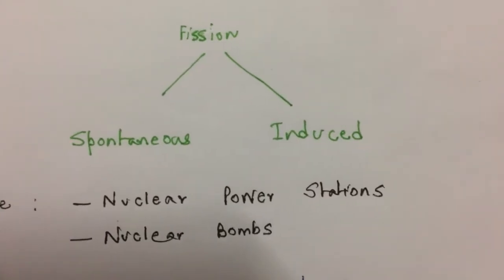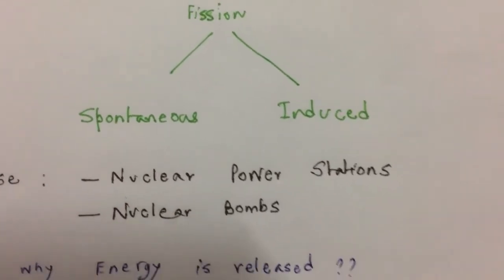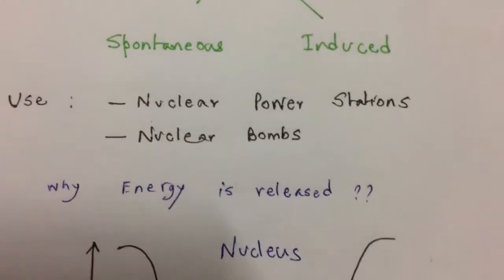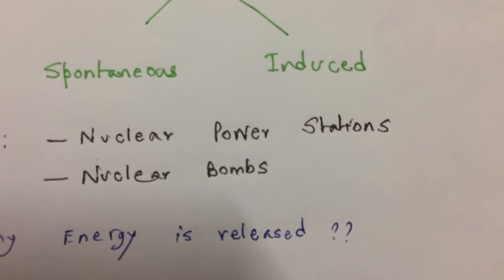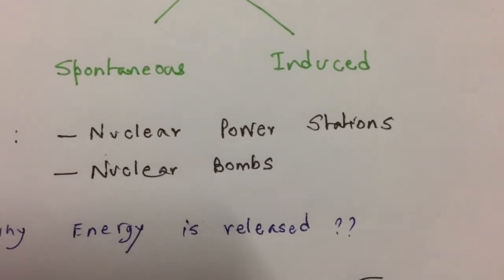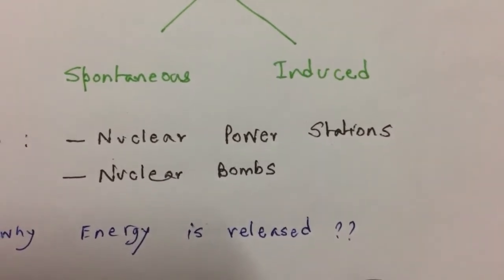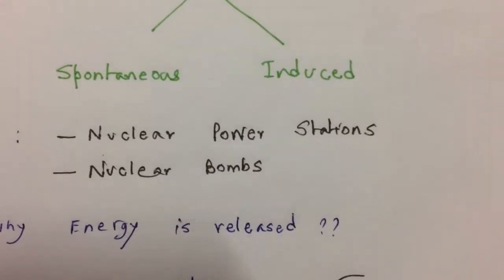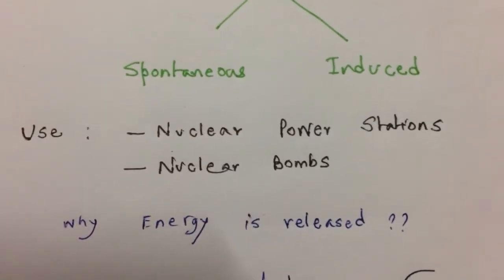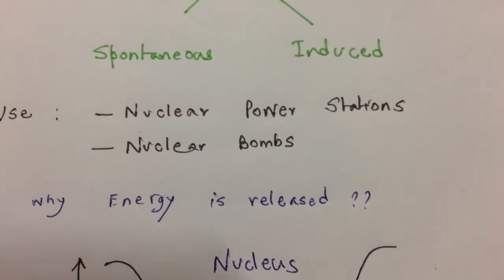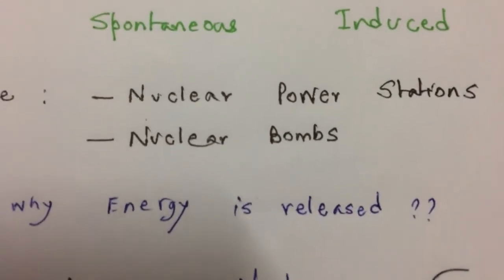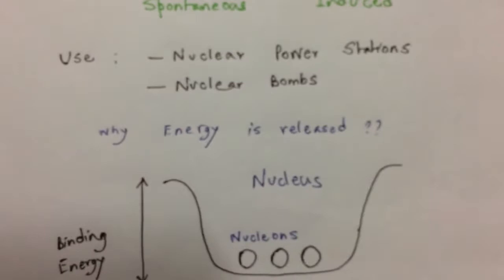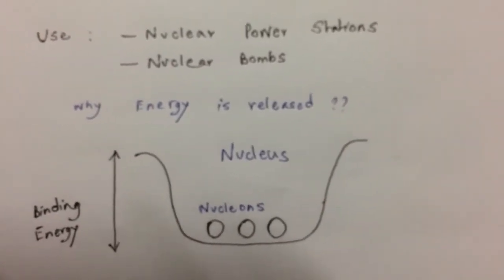Let's come to fission. Fission reactions are of two types. One is spontaneous and the other is induced. Spontaneous means no external agent is needed for the fission to occur. The other is induced, where mankind uses the fission reaction, and the use of fission reaction can be in nuclear power stations, bombs, of course.